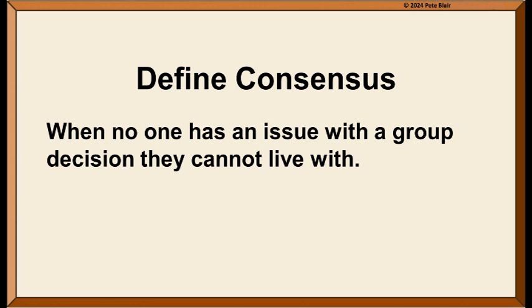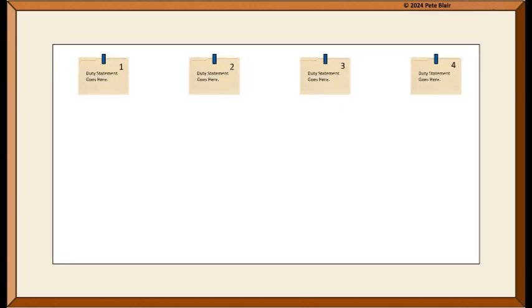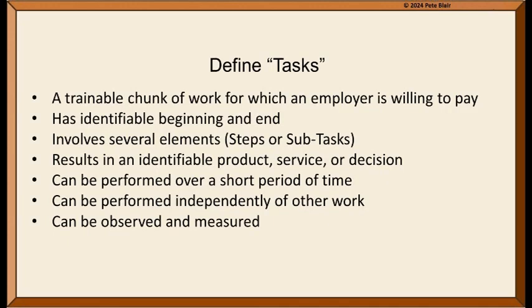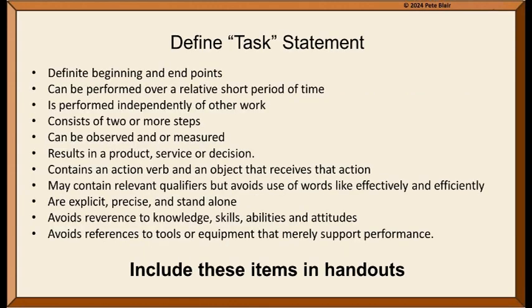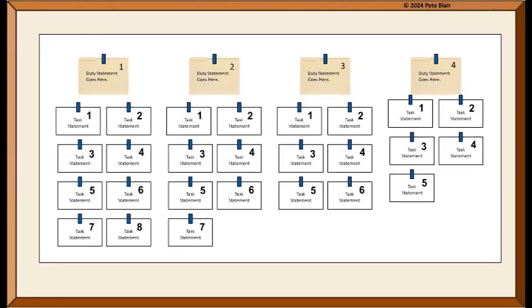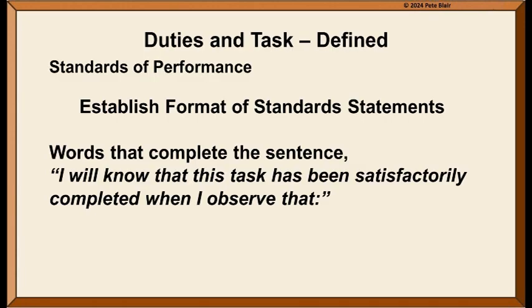Next on the list was to define the duties comprising the job, write them on manila folders, and then sort them. Next, we defined the term task and then the criteria for a task statement. Then we defined the task for each duty and sorted the tasks. Next, we defined how to word a standard of performance.